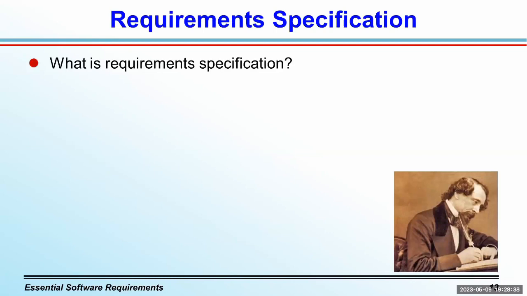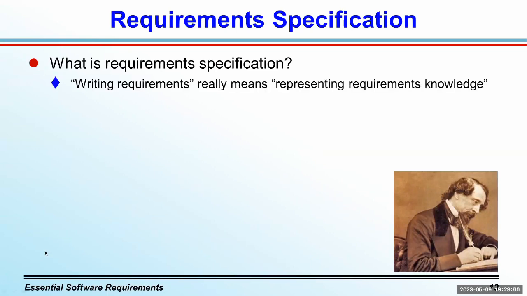So the term requirements specification refers both to the recording of requirements knowledge and to the deliverables you produce, such as a software requirements specification. And we see one of the world's earliest BAs down here diligently writing requirements. Actually, I think that's Charles Dickens, but close enough. Now, whenever you see or hear the phrase writing requirements, please mentally change that to representing requirements knowledge. Natural language text is the most popular way to record software requirements because it's how people normally communicate. But there are many alternatives, including tables, visual models, tests, screen designs, prototypes, decision tables, mathematical expressions, a lot of ways to represent requirements knowledge.